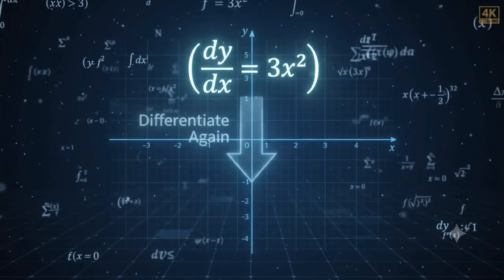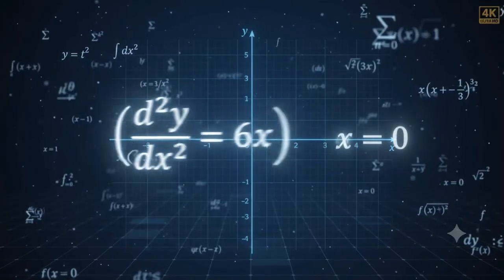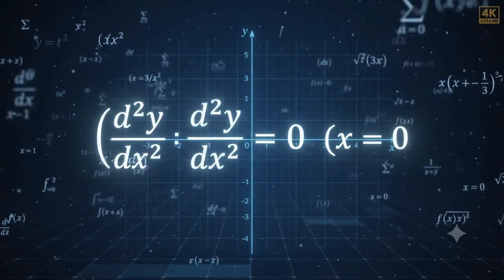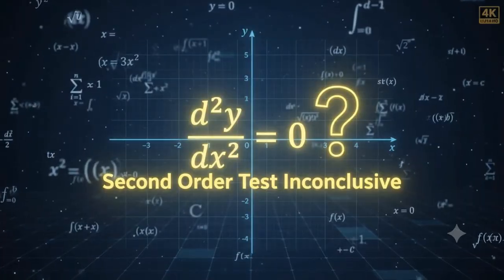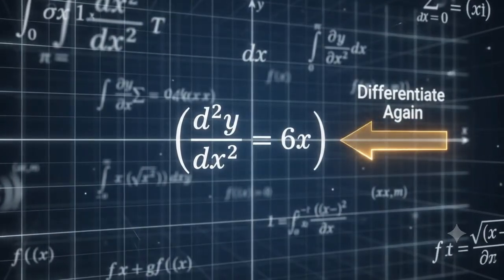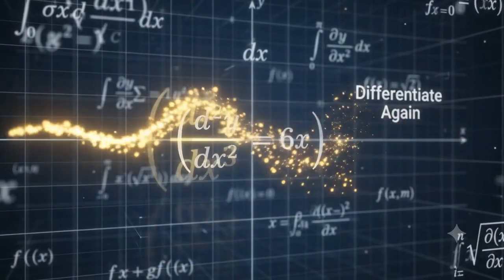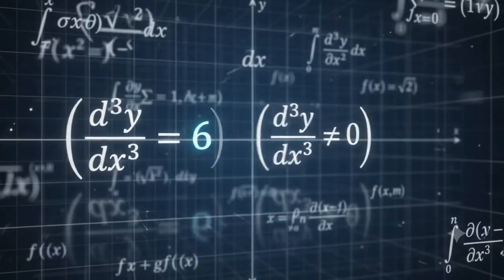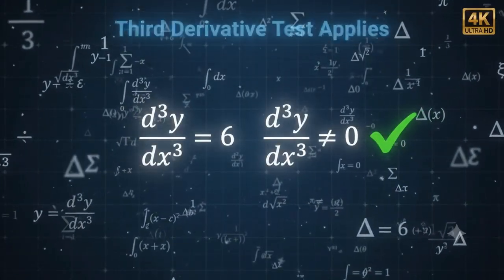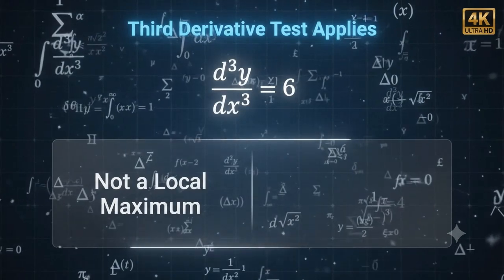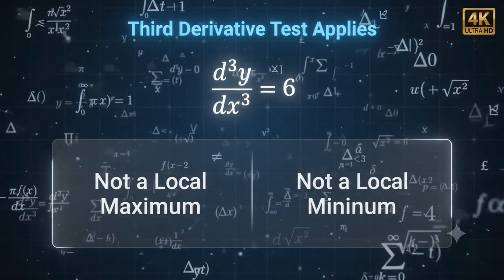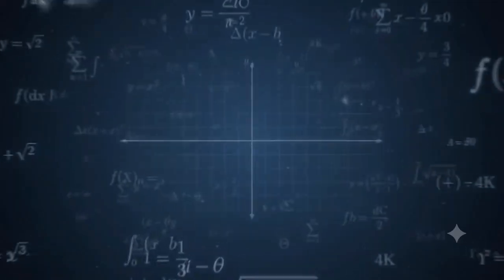Now differentiate again to obtain the second derivative, which is 6x. Substituting x equals 0 gives a second derivative of 0. Next, differentiate the second derivative one more time. The derivative of 6x is 6. Since the third derivative is not equal to 0, the third derivative test tells us that this stationary point is not a local maximum or a local minimum.